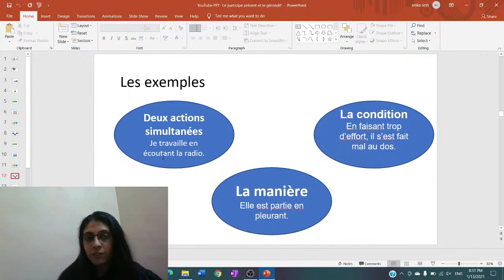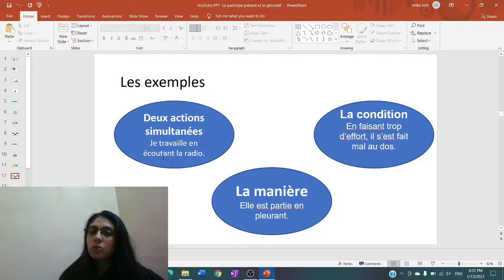Otherwise, if it was one after another, I would have said je travaille et après j'écoute la radio, ou je vais écouter la radio. So if this action was to be done afterwards, I would have used the future tense, or I would have simply said je travaille, après j'écoute la radio: I work, and afterwards I listen to the radio. But no, these are happening at the same moment, at the same time. So these are simultaneous actions. Je travaille en écoutant la radio.